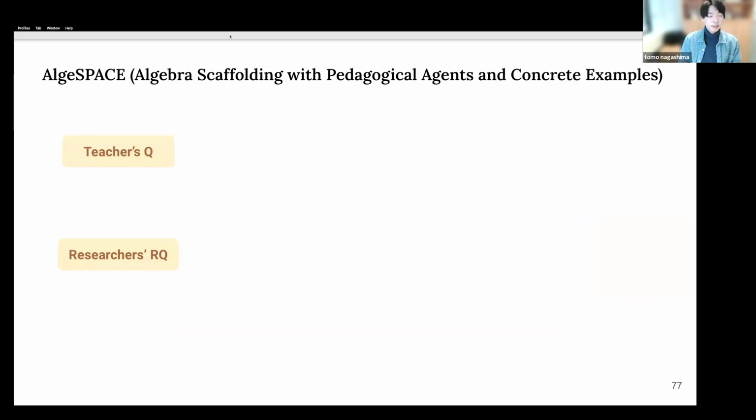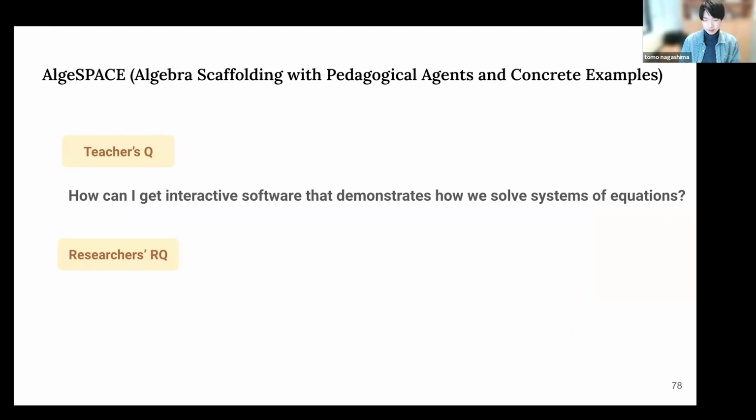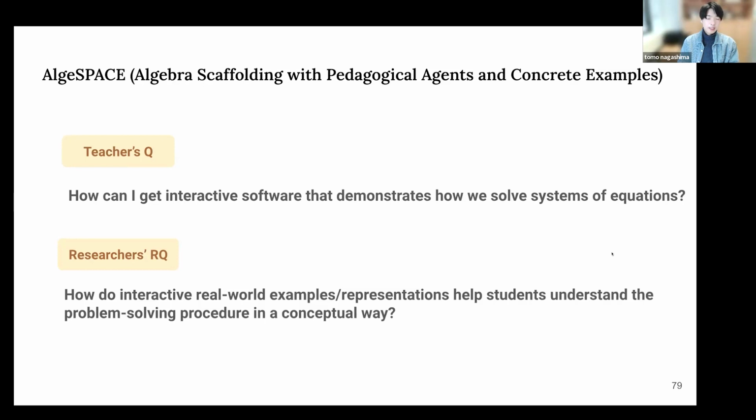So in this project, as I said, there was this teacher's initiated question of how can I get interactive software that demonstrates how we solve systems of equations. And this is the question that we started with. As the project moved on, we also tried to find the research question that we would be interested in investigating. We came up with the research question of how do interactive real world examples or representations that you see in this game help students understand the problem solving procedure in a conceptual way.